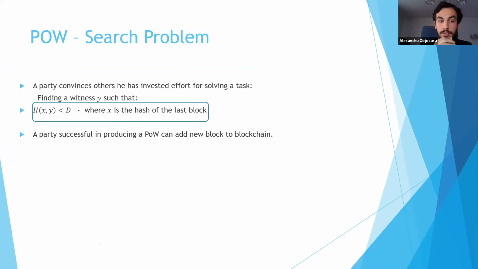So a proof of work is essentially just a means for a party to convince others that he has invested some effort for solving a task. And this task is particularly finding a witness Y such that H applied to X and Y is less than D, where X represents the hash of the previous block, and D is some parameter known as the difficulty level of the proof of work. And then once a party is successful in producing the proof of work, he can add a new block to the blockchain.